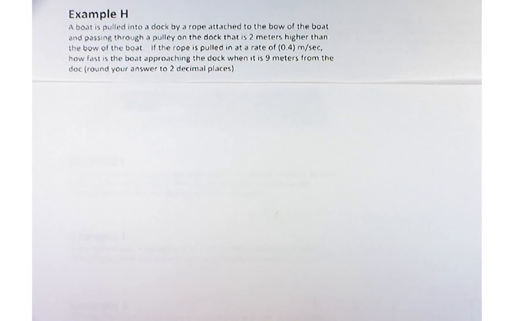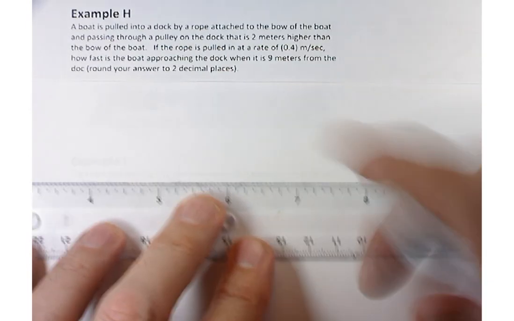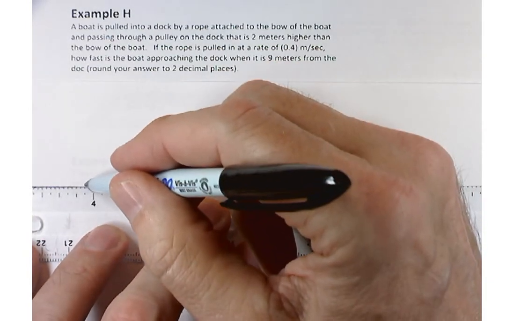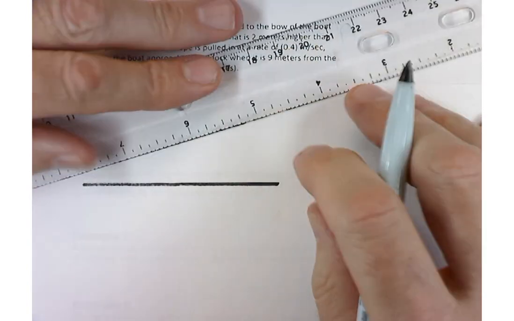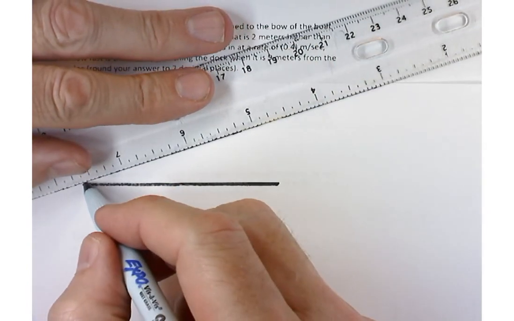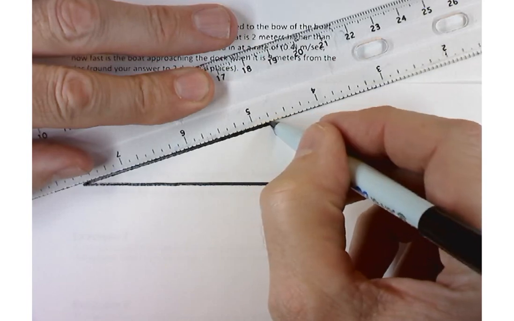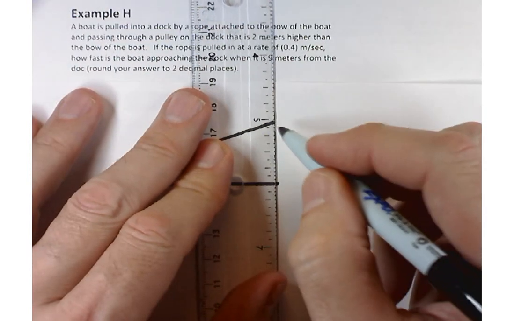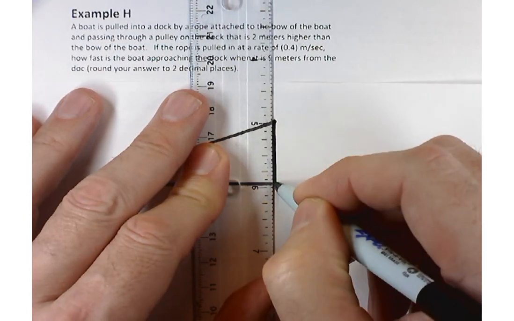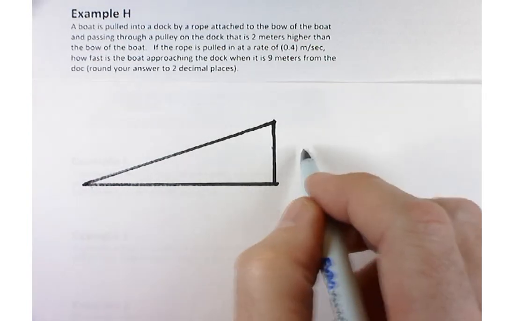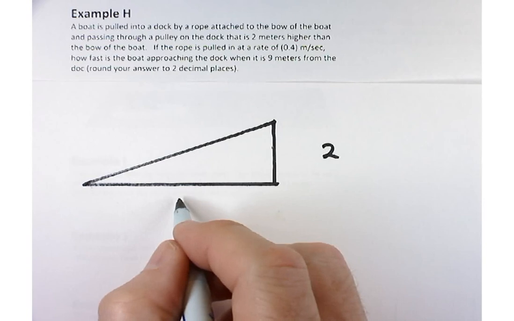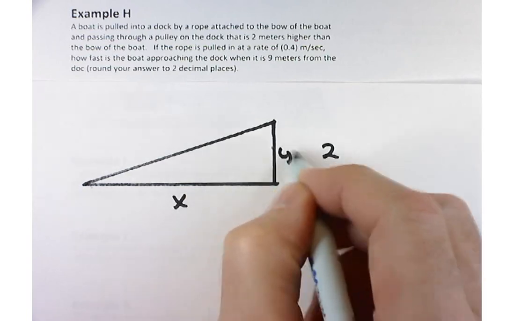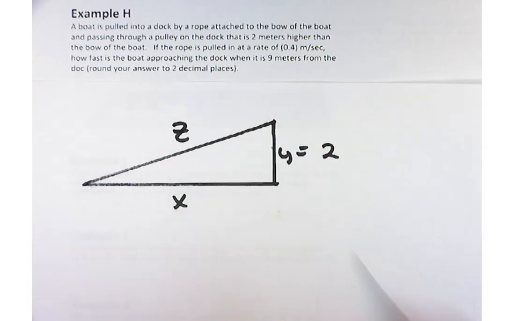So, to help you out here, let's take a look at a pared down diagram of what's going on. We've got a boat being pulled in along the surface of the water by a rope attached to a dock, and that dock is 2 meters higher than the boat. So let's call this side x, this side y, and this side z.